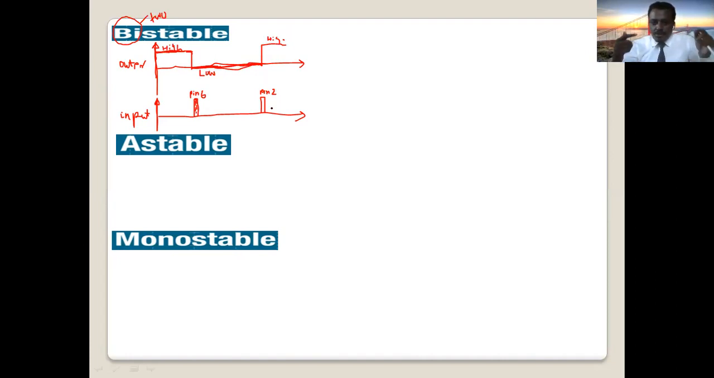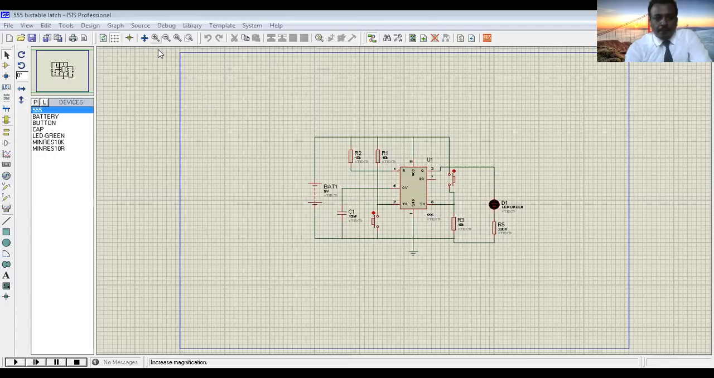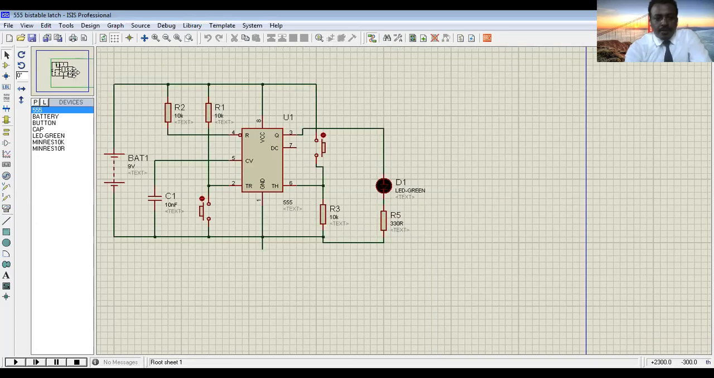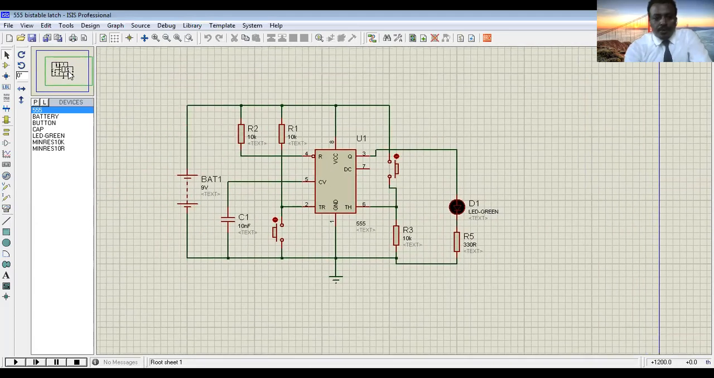Okay. So let me show you this. When you see this bistable mode of a 555 timer, this is bistable mode. I will explain the circuits later, one by one. But now I want you to understand this.